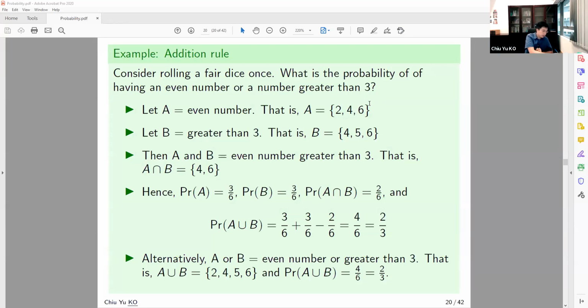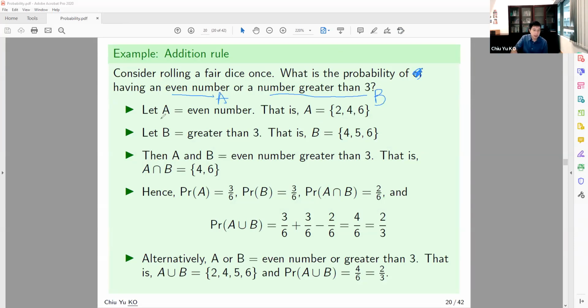Let's have a rolling a fair die once. So there will be two events we consider. You can see the typo, sorry, there's one off. What's the probability of an even number, and a number greater than 3? Let's call this A, this B.